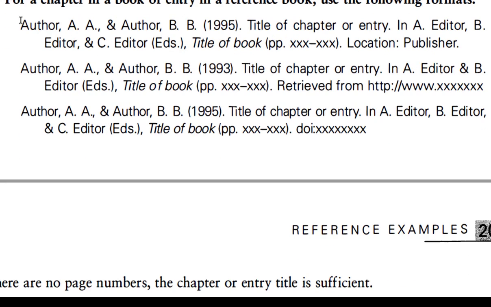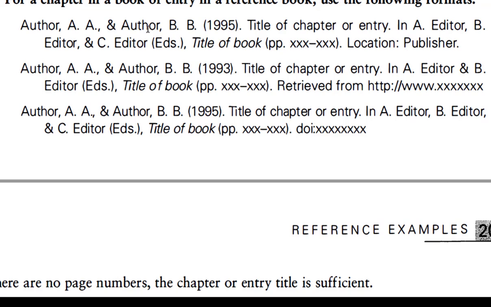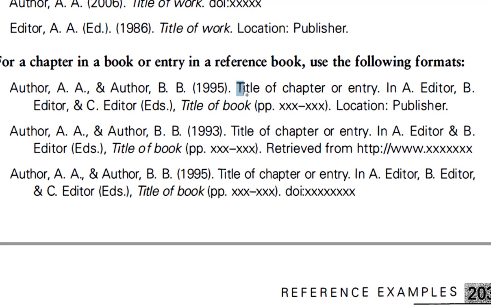But the second one is the one that I want you to pay attention to, which this one right here is what's called a chapter in an edited book. So in this case, we have 2 authors. So we have author A. Notice when there's 2, you still have that comma following the first author and the ampersand. And then we have author B, the year. Notice that the title of the chapter is not italicized. It is that sentence case, so the capital letter, and then it goes out from there.